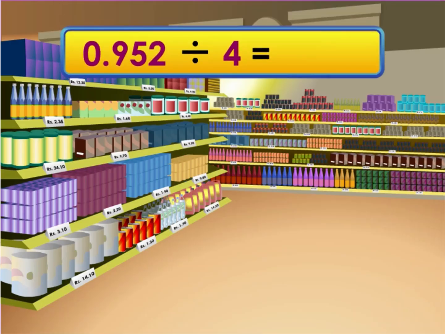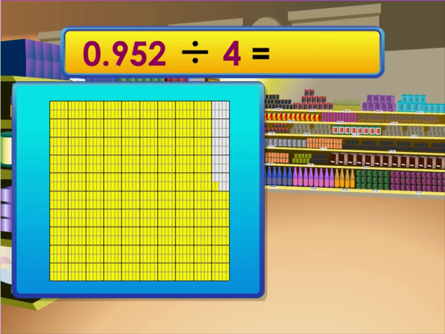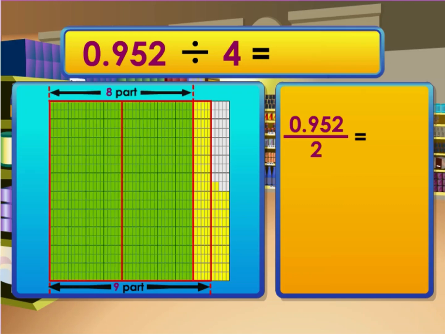Look at the example. Divide 0.952 by 4. We are going to use a strategy with the help of decimal squares. The picture shows the yellow squares with 952 shaded parts out of 1000 parts. First, we will divide the shaded parts into two groups. 900 shaded area divided by 2 will give us two equal groups with the remainder of 1/100ths.